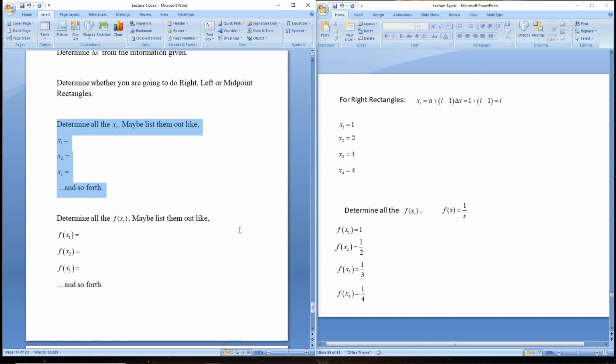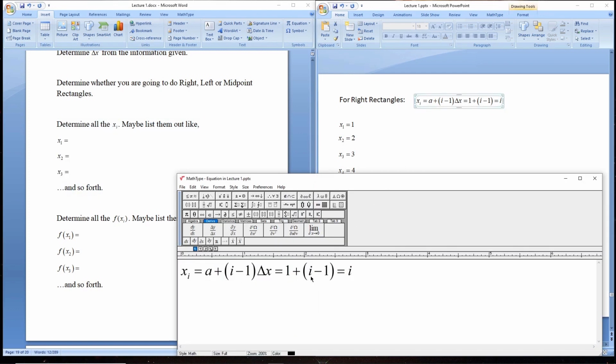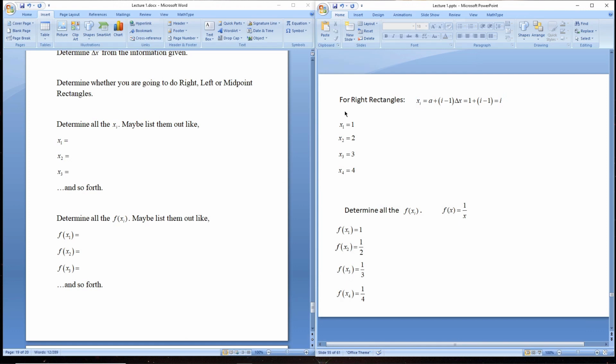And if I look at the strategy here, it's saying, well, let's list them out. Okay? So when i equals 1, we get 1. i equals 2, we get 2, then 3, and 4. So that's what we figured out from this expression here. All of this simplifies down to just i. So there we go. I listed out all the positions of where the rectangles are.